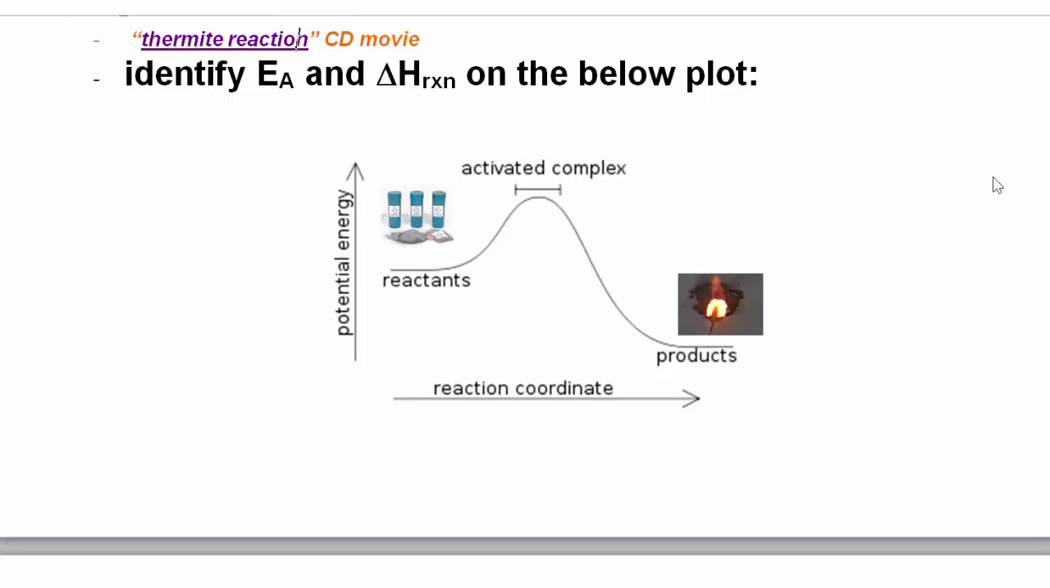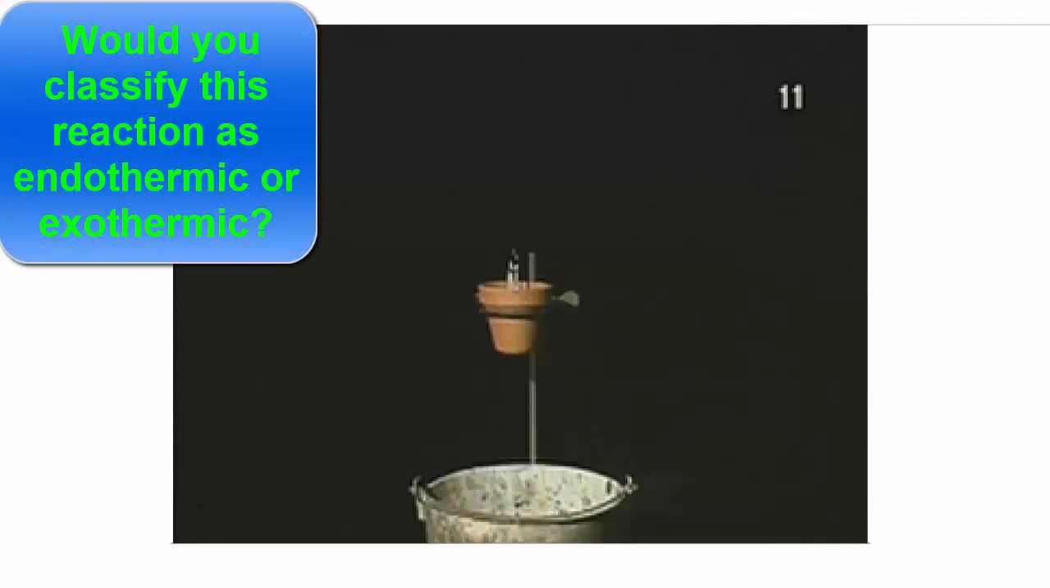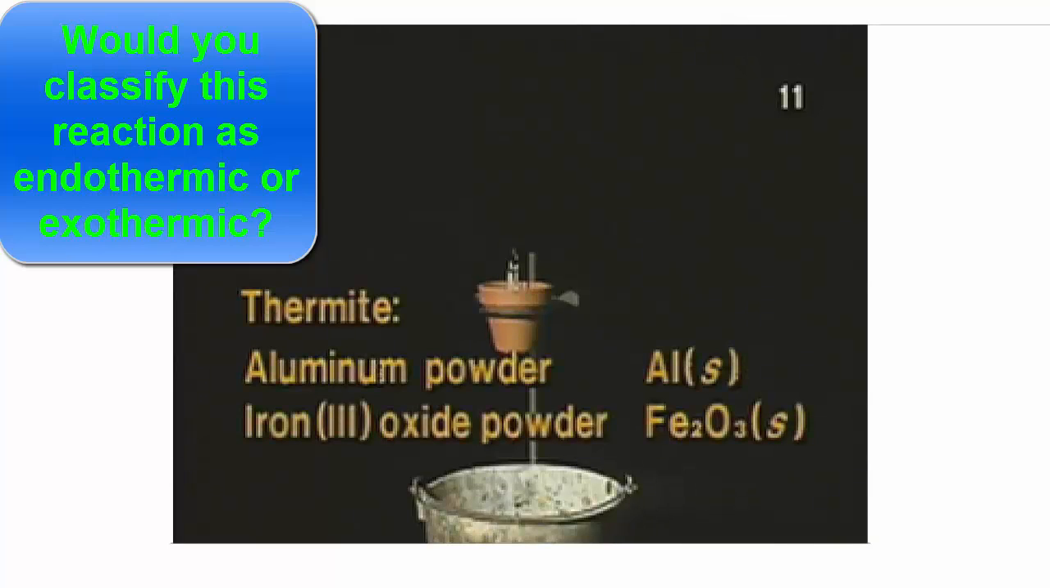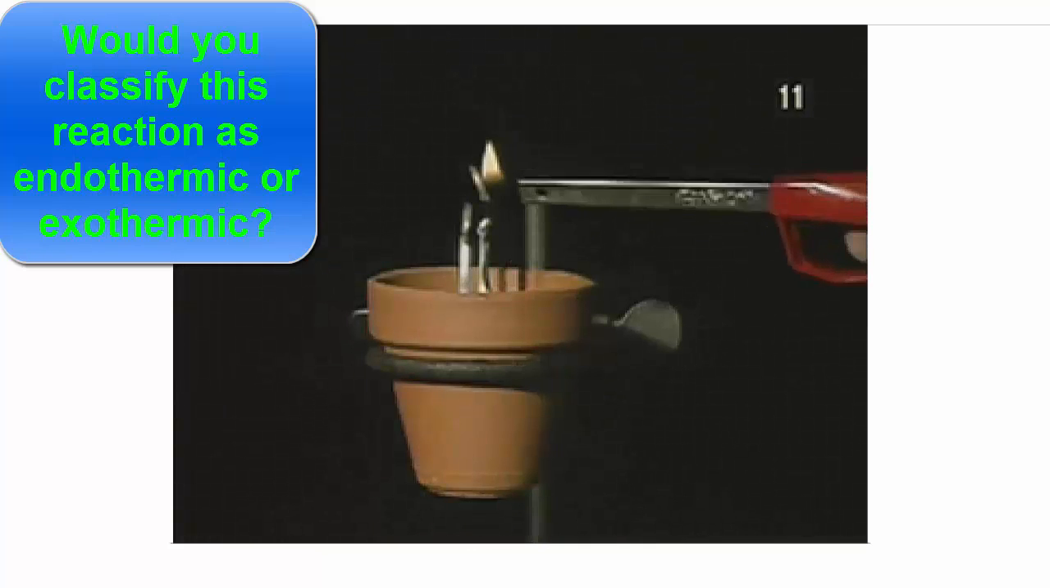Would you classify this movie as an endothermic or an exothermic reaction? Aluminum metal is a very strong reducing agent. The flower pot contains thermite, a mixture of finely ground aluminum metal and iron(III) oxide, plus a starter mixture containing magnesium metal. The reaction is initiated by igniting the magnesium metal ribbon.